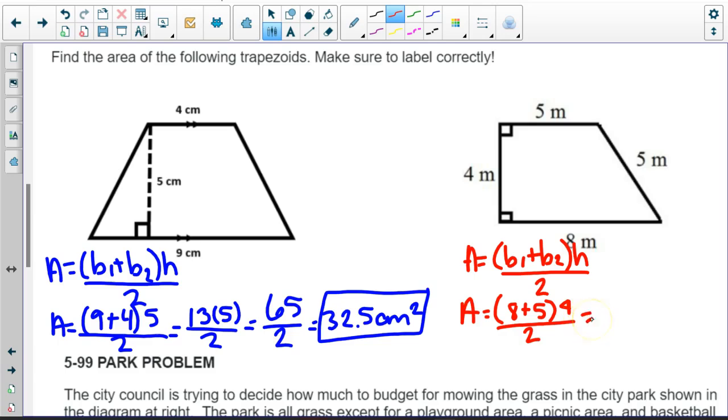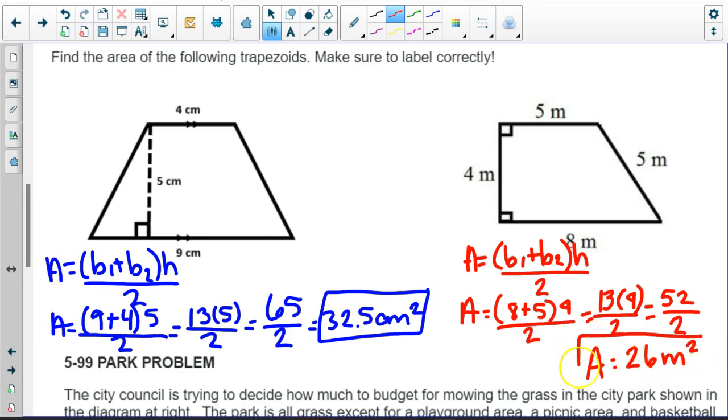Okay, so then I solve 8 plus 5 is 13 times 4 divided by 2. And 13 times 4 is 52 divided by 2. So that would make our area 26 meters squared. Don't forget to label. And the following question is just a challenge one if you want to try it, but that is how you find the area of a trapezoid.